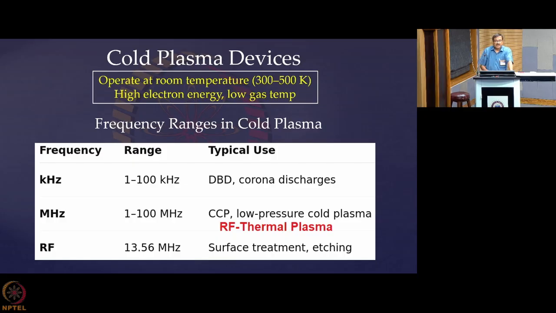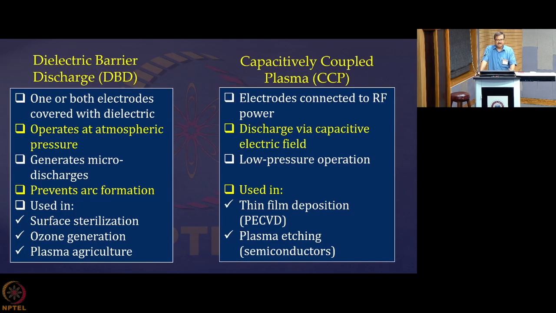Now, 13.56 megahertz cold plasma devices are being used for quite some time for surface treatment and etching purposes. DBD and CCP I have compared here in these two columns. In the DBD, one or both electrodes are covered with a dielectric; DBD stands for dielectric barrier discharge. It operates at atmospheric pressure, that is very important, and generates micro discharges, preventing arc formation. They are used in surface sterilization, ozone generation, plasma agriculture, like that.